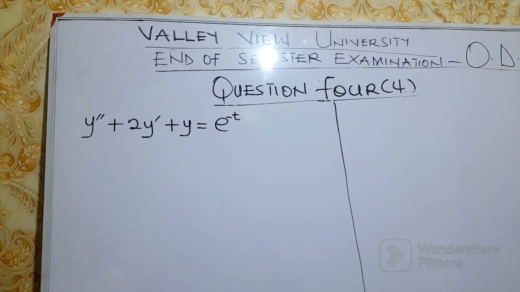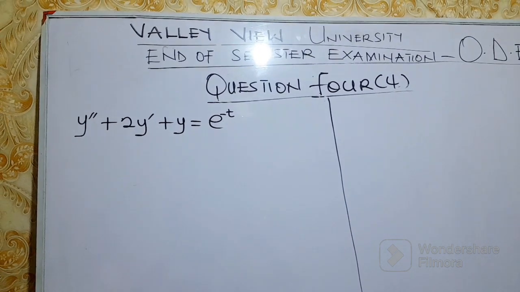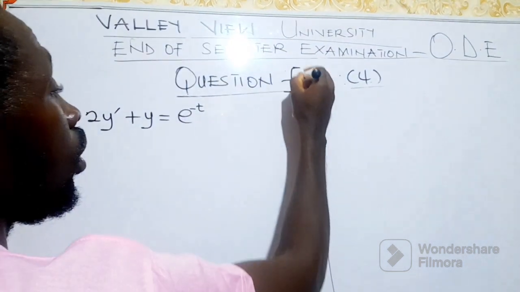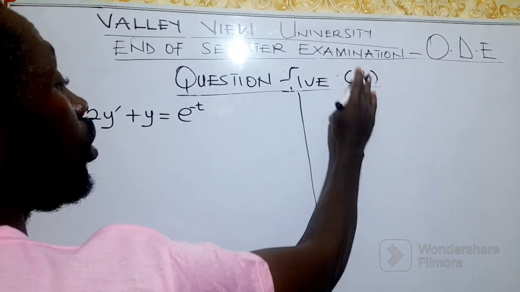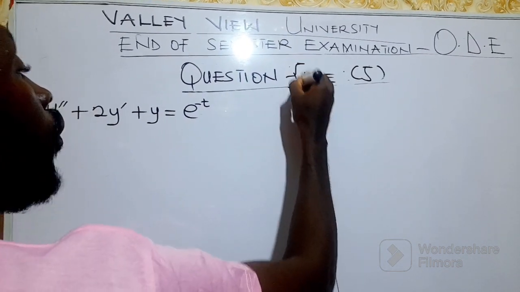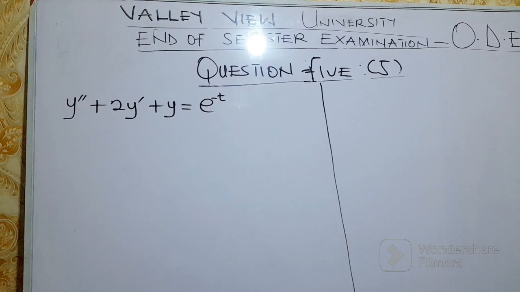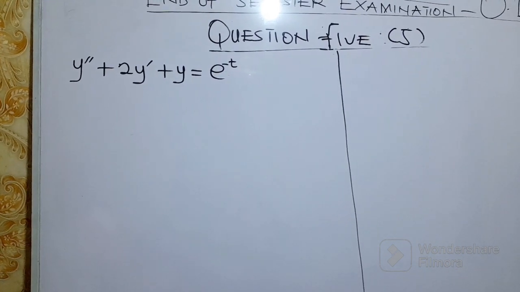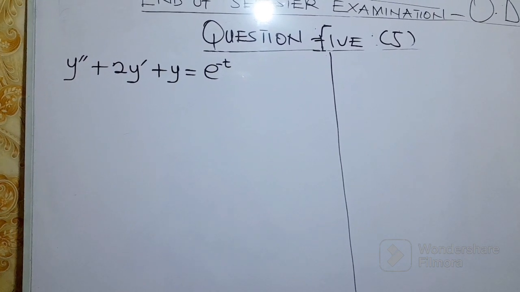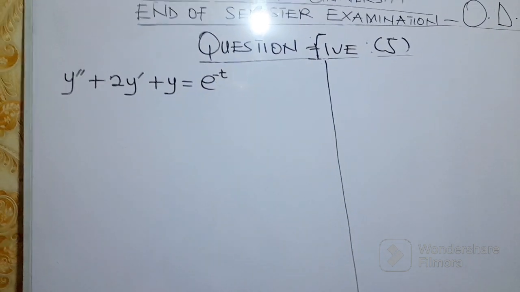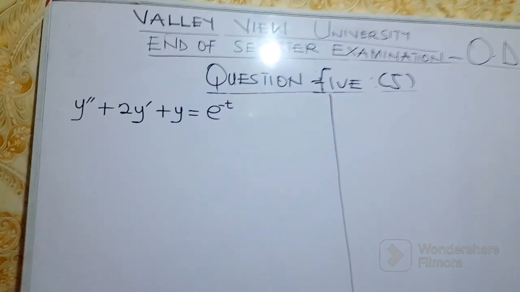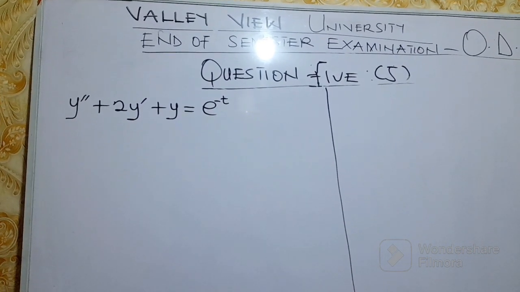So anytime you are faced with a second order ordinary differential equation, yours is to check whether it is homogeneous or non-homogeneous. And the homogeneity will be checked by what it is equated to. So you can see that it's not equated to zero. So since it is not equated to zero, then it becomes non-homogeneous.